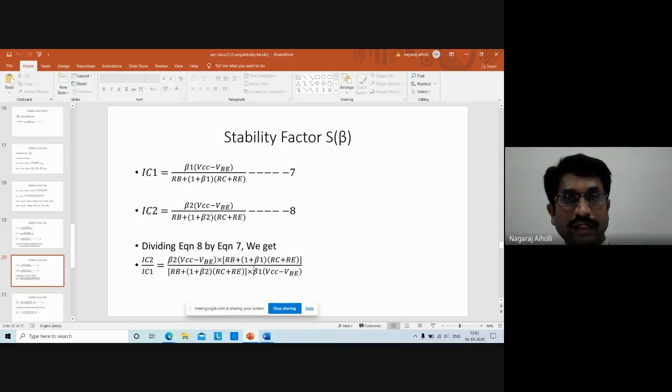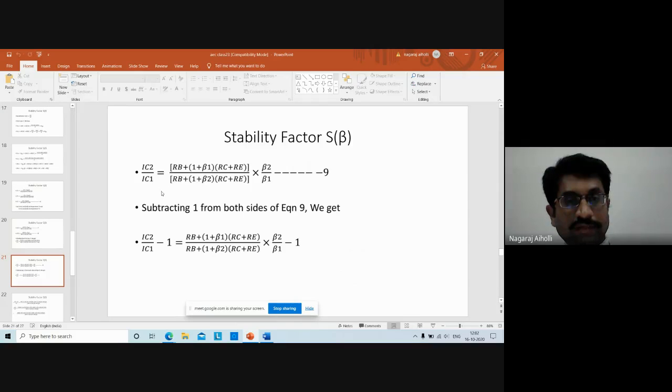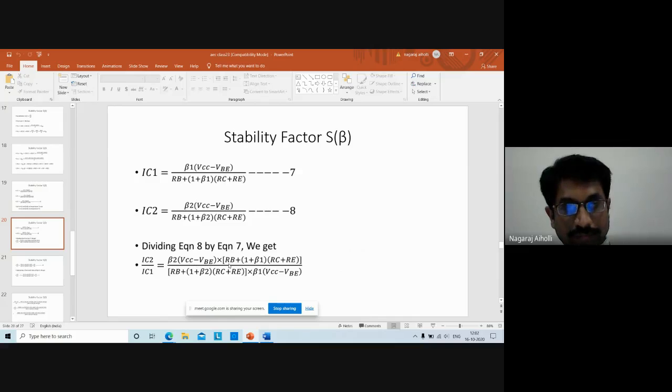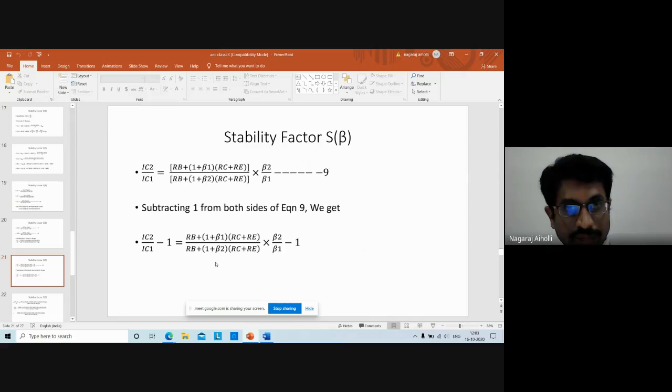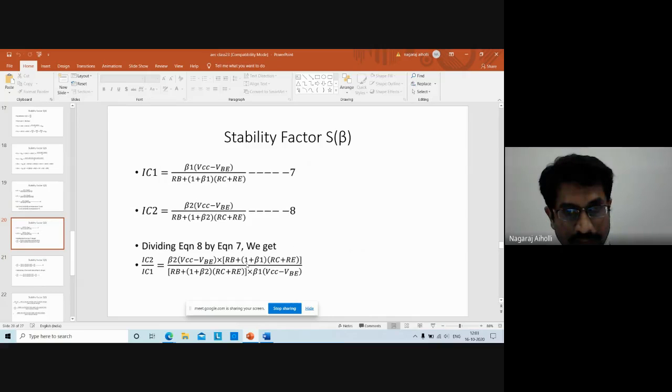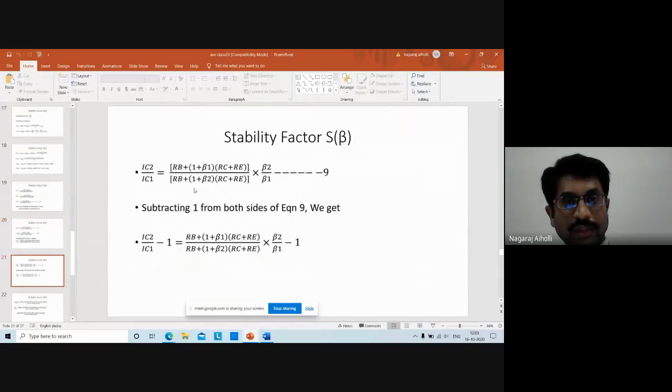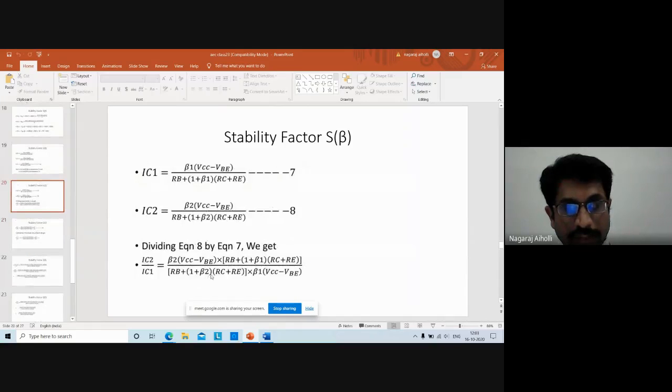Let us simplify this equation further. IC2 by IC1: here it is beta 2 (VCC minus VB) into [RB plus (1 plus beta 1)(RC plus RE)], over beta 1 (VCC minus VB). VCC minus VB in the numerator is a product term, and VCC minus VB in the denominator is also a product term, so both of these will get cancelled. Then what we get is [RB plus (1 plus beta 1) into (RC plus RE)] into beta 2 in the numerator, and in the denominator [RB plus (1 plus beta 2) into (RC plus RE)] into beta 1.